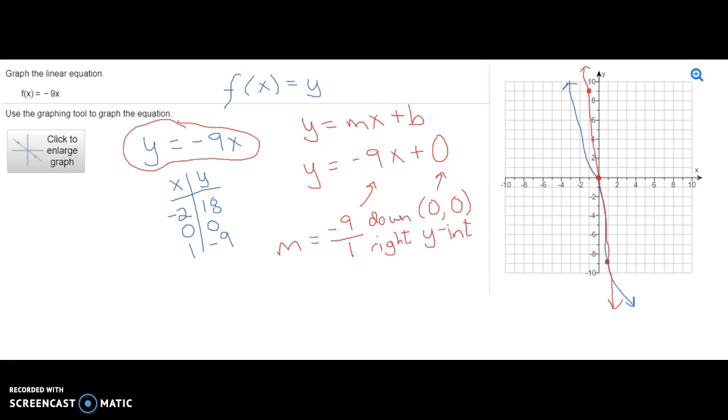So you just need 2 good points on your graph, 0, 0, and 1, negative 9 are 2 good points. You can get that from a table of values by making up some x values to plug in, or you can get that from y equals mx plus b form.